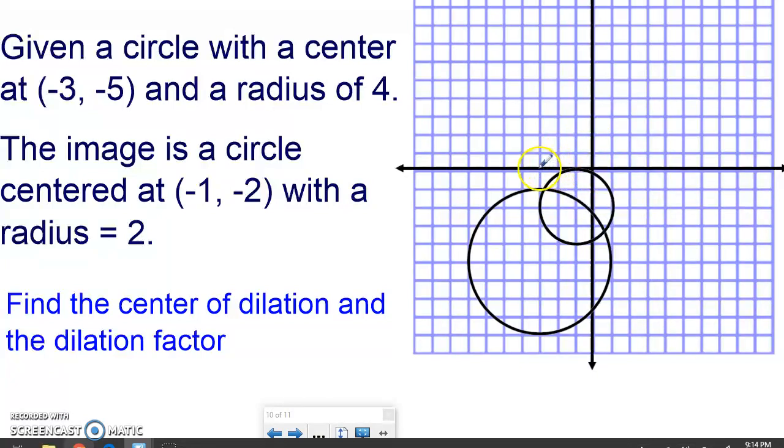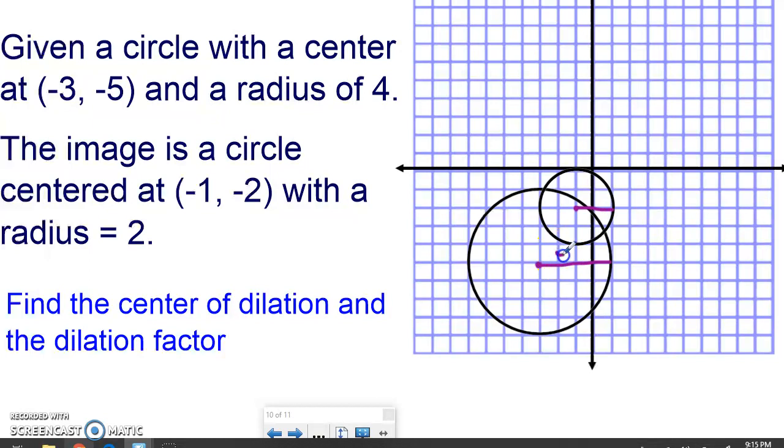Well, left 3 and down 1, 2, 3, 4, 5 is this circle down here. They're saying this is the center, and this is my pre-image. This is where I started. And it had a radius of 1, 2, 3, 4. And it says the image is a circle centered at -1, -2. So the center of this circle is here, and it only has a radius of 2.